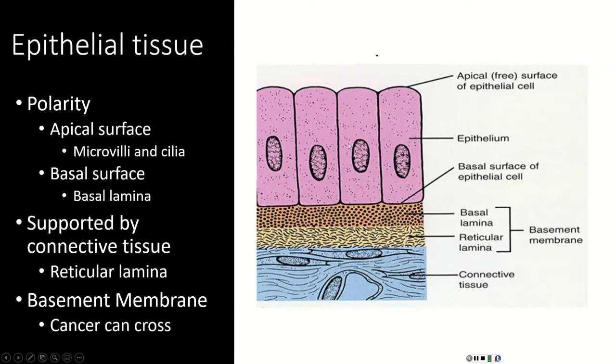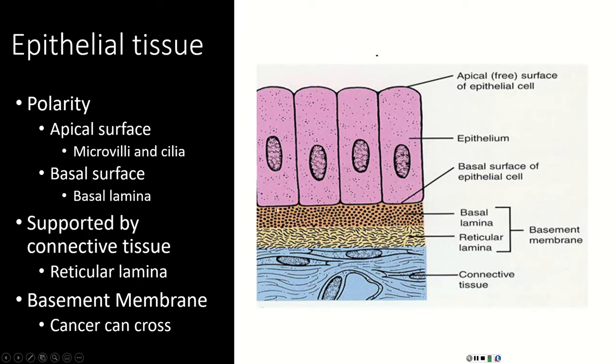We would say this epithelial tissue has polarity. This side of it has some different properties than this side. So let's give some names to what I keep saying, this side and that side. The side that is exposed either to the environment or to a body cavity is called the apical surface. Apex usually means top, and in this drawing it is the top of the drawing. This is the apical surface.